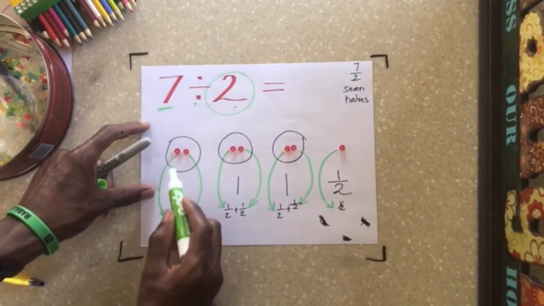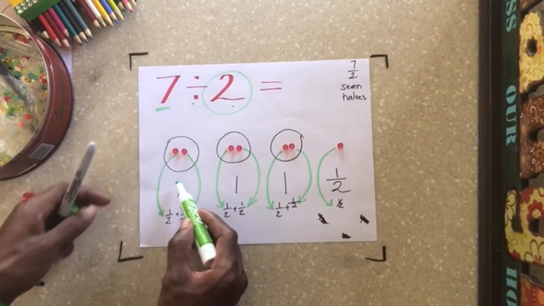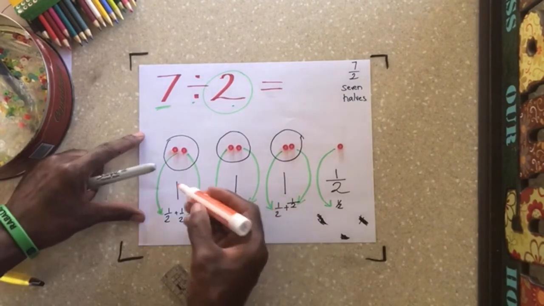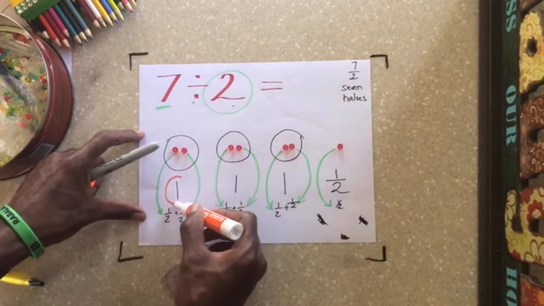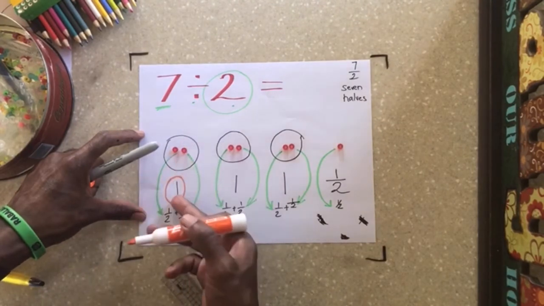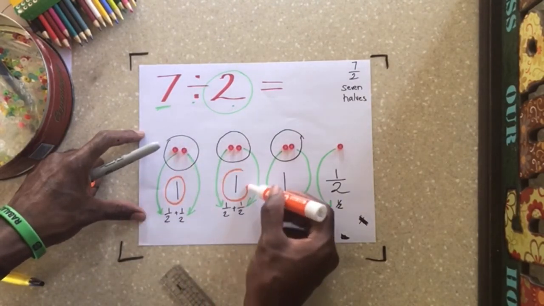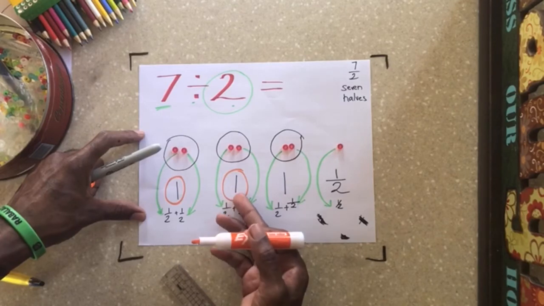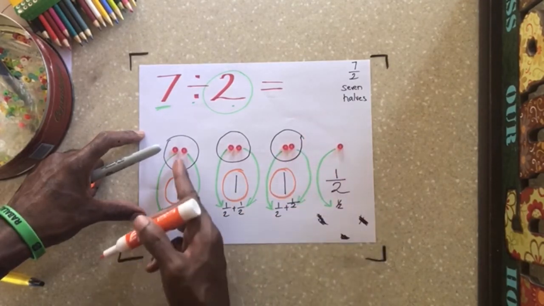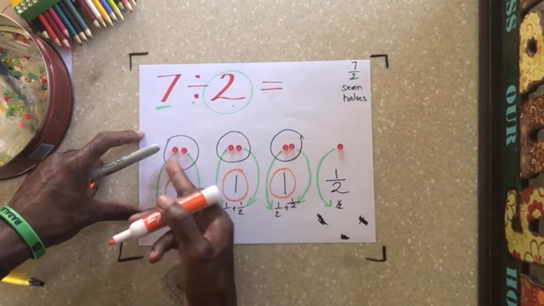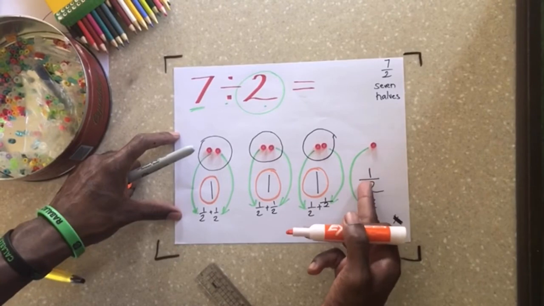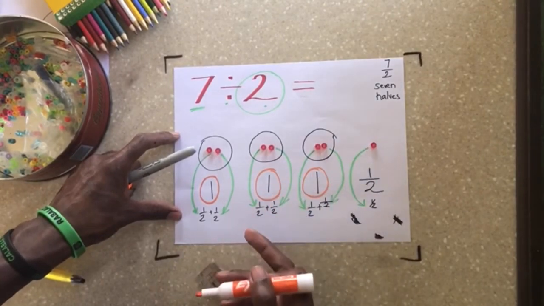We can get 2 from 7 one time. Let me use a different highlighter. 2 from 7 one time right there. So focus on the red beads, because that is 1 group of 2. We get another group of 2 a second time, and we get another group of 2 a third time. So basically we have 3 complete 2s, and there we have a half of 2.